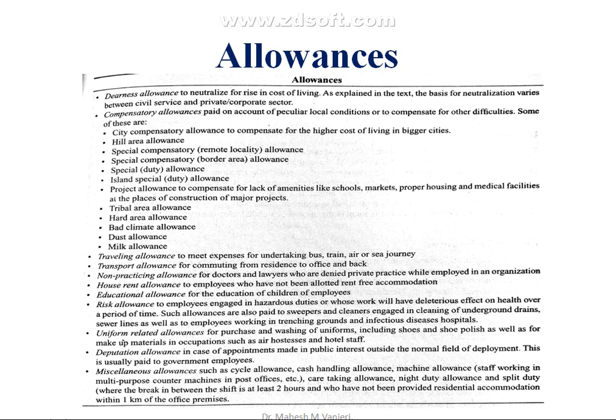There are a lot of examples here. I am not going to explain them. It is not for explanation, it is only for information. So what are the different allowances?